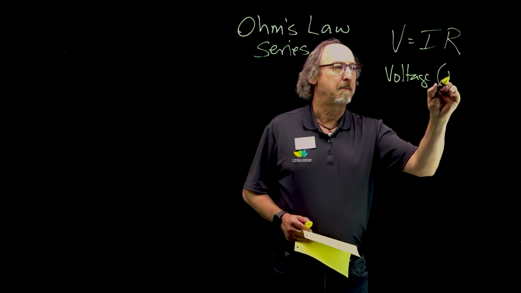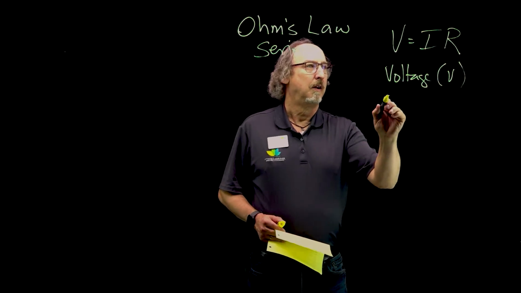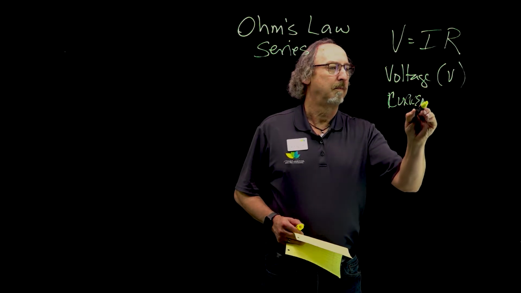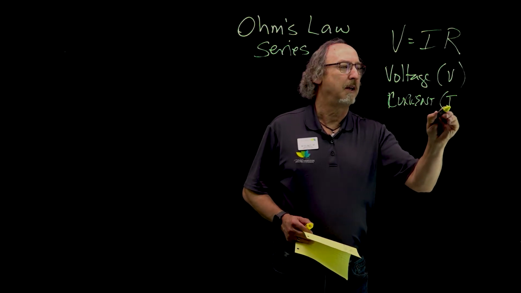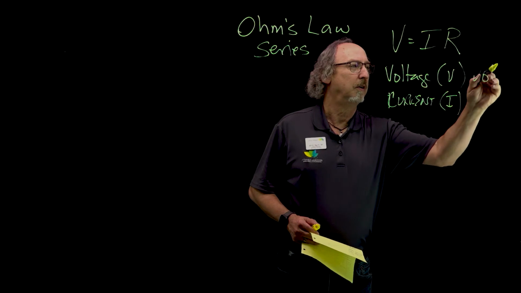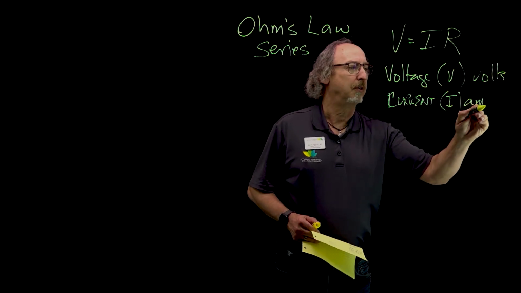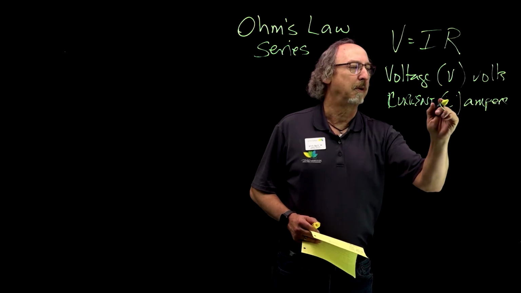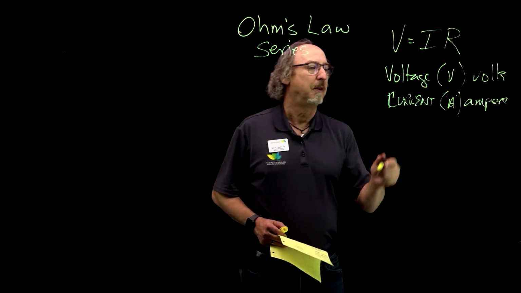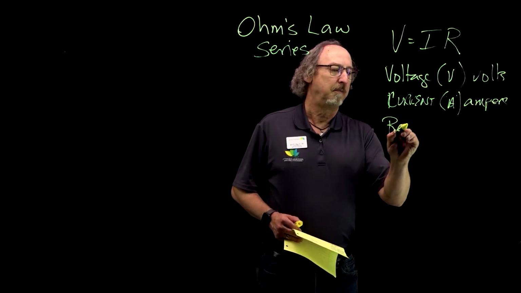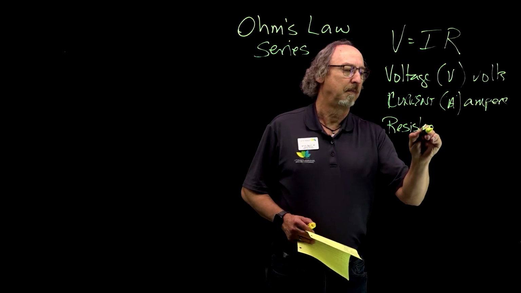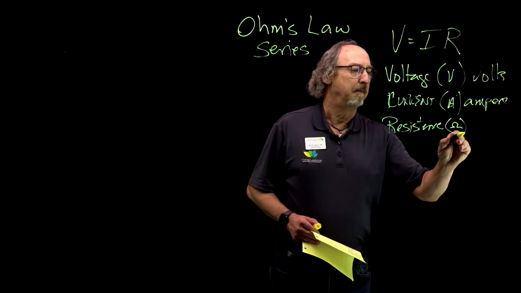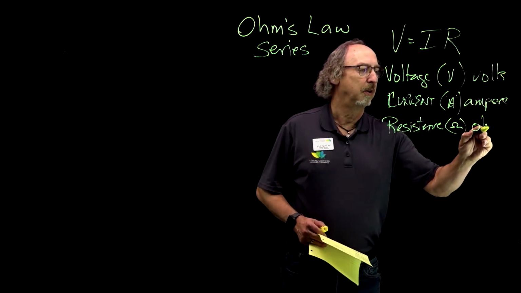Voltage, we use a capital V. Current, capital I. This is for volts. This is for amperes. And we use capital I, but for amps. Resistance, we use a Greek letter omega, and it is in ohms.